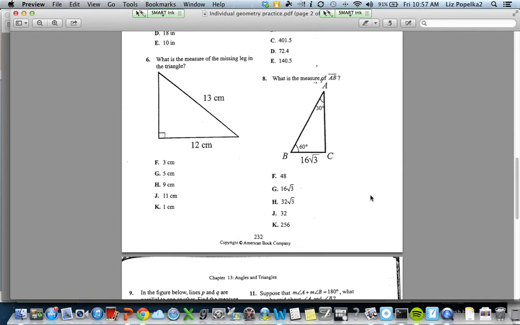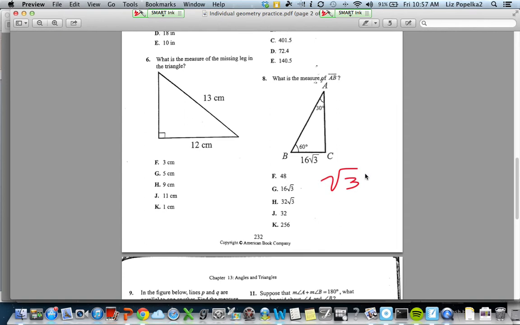Number 8 is another one of those examples where you can tell they really like triangles on this test. It's asking you how long AB is if this side is 16 times the square root of 3. So first of all, let's figure out what a decent estimate of 16 times the square root of 3 is. I'm going to use the little square root button on my calculator, and then I'm going to put a 3.